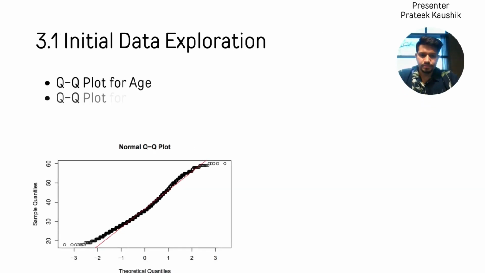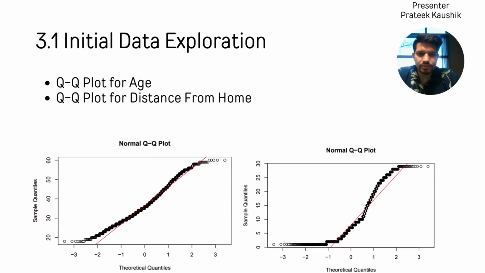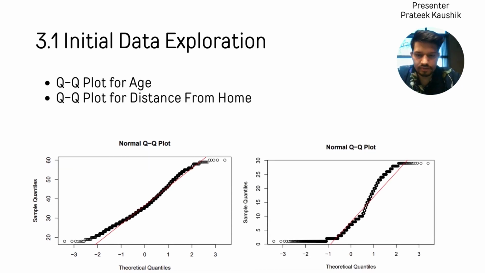Thank you. So now in the next slide, we can see the initial data exploration with the QQ plot for age and QQ plot for distance from home. So a QQ plot for age is basically a graphical tool for assessing the data distribution, comparing the observed age data with theoretical normal distribution. A straight line indicates an approximate normal distribution and that the data is normally distributed overall. And the normal QQ plot for distance from home is evaluating the distribution of employee commuting distances, comparing the observed distance with theoretical normal distribution, and helps understand commuting patterns and location preferences.